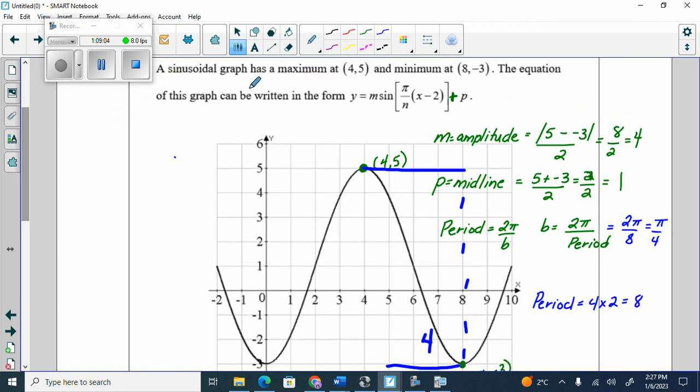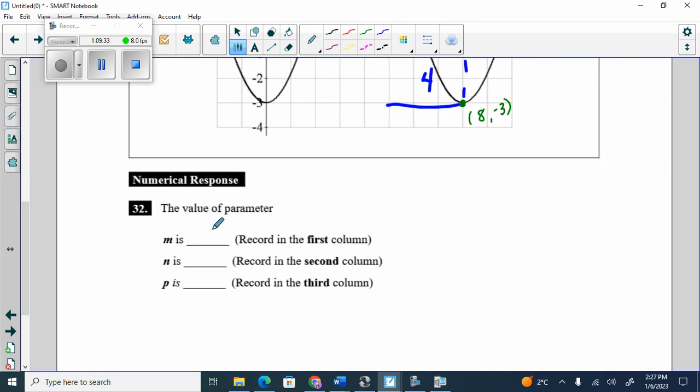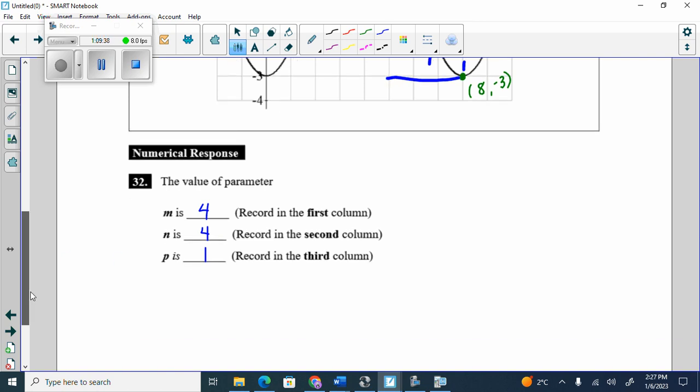So my m is 4. This is pi over 4, so my n is pi over 4. My m is 4. And my p is 1. And I don't know why they put this minus sign. Is it a typo? Is it a plus? Yeah, it's still minus in there too. It should be a plus. So we are going to get 4, pi over 4, 1. And that's it for the multiple choice portion.